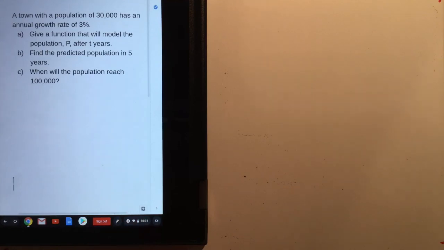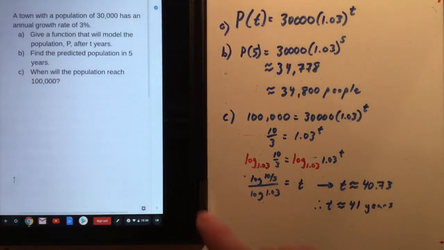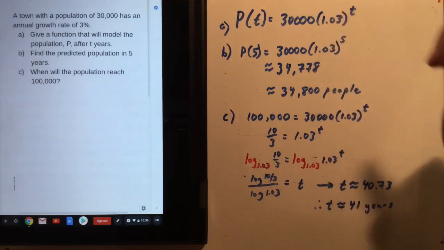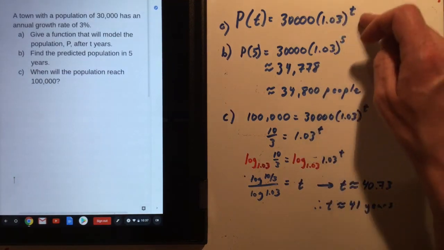Okay, now that we've done exponential equations and we've done exponential functions, we're going to work on the applications of exponential functions. Have a look at this problem and see if you can do it. So this is exponential because there's a 3% growth rate per year. So each year is going to be 103% of the previous year. So you're going to have to multiply by 1.03, and then the next year by 1.03 again, and then again, and then again, and that's what makes it exponential. So this is your model.